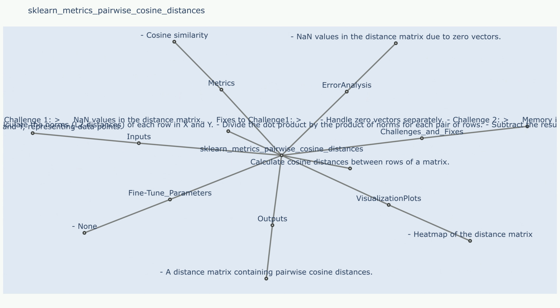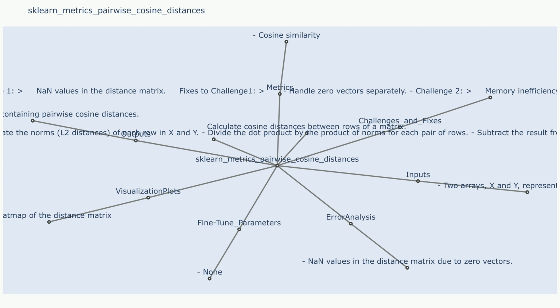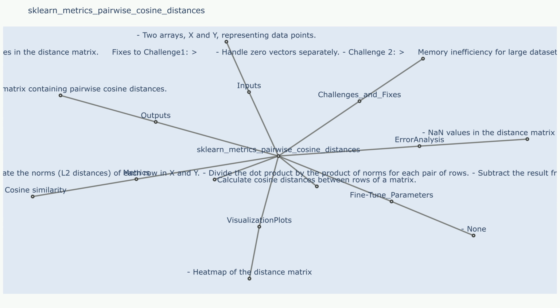Challenges and fixes. Challenge 1: The cosine distance can be sensitive to the scale of the vectors. If the vectors have different scales, the cosine distance may not accurately reflect the similarity between the vectors. Sample use case that resulted in challenge 1: When comparing two sets of vectors with different scales, the cosine distance may not accurately reflect their similarity.